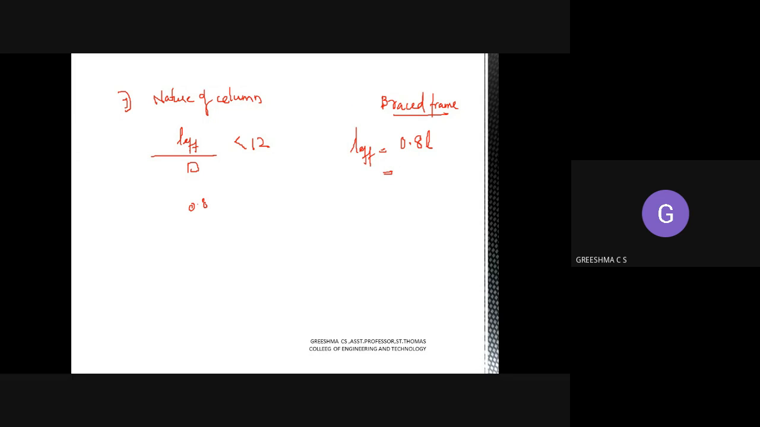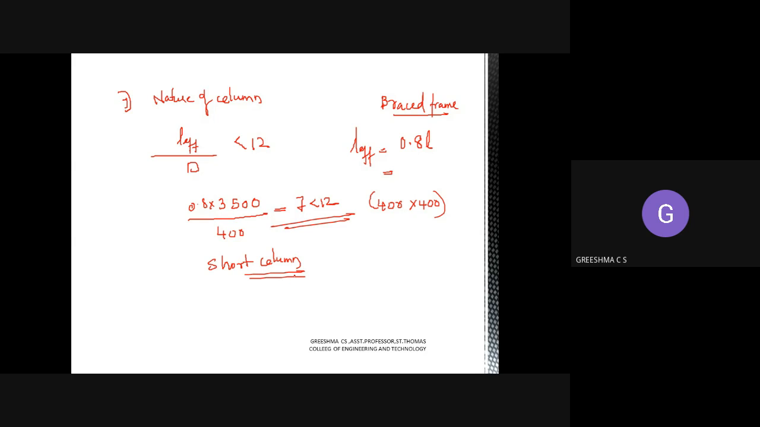So 0.8 into L is 3500 divided by dimension. We have only one dimension. The column is 400 into 400, that is a square column. So how much are you getting? 0.8 into 3500 divided by 400. I think you'll get 7, which is less than 12, which means that you are going to design a short column.